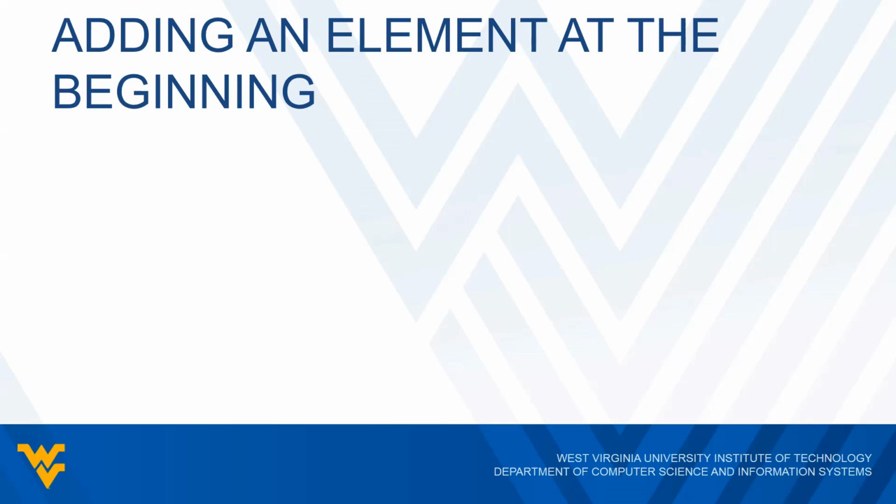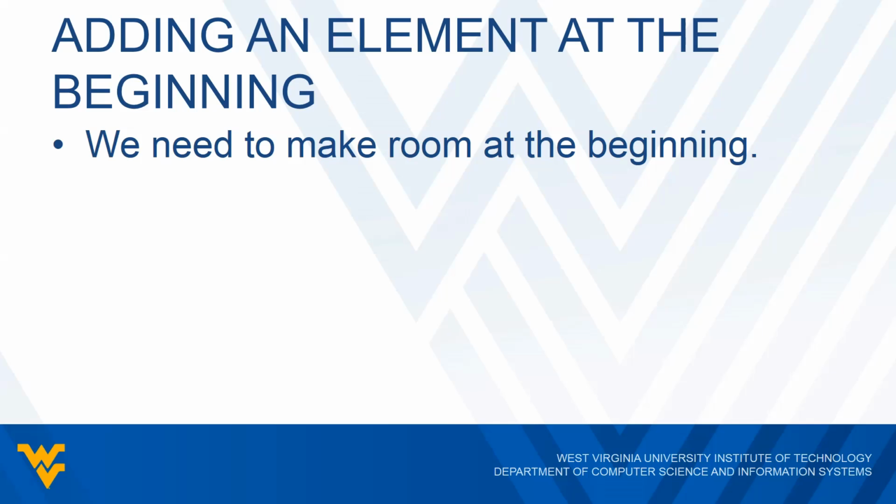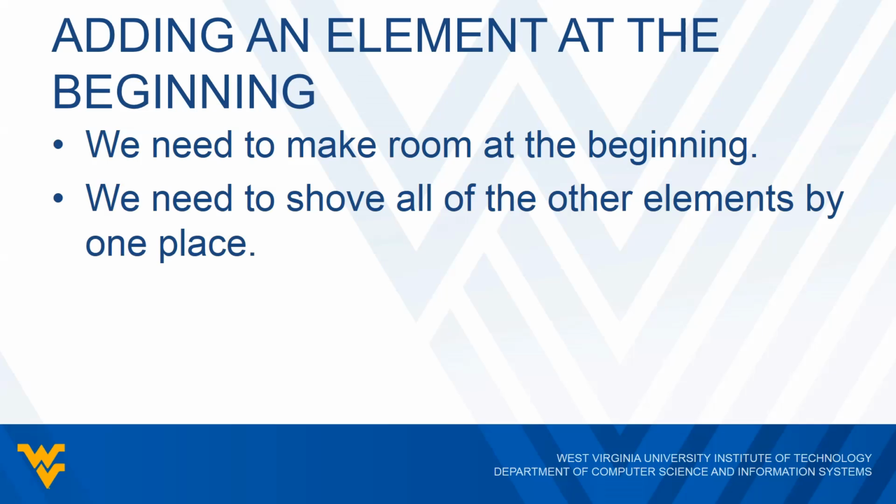Now what about adding an element at the beginning of the array? Well, we're going to have to make some room at the beginning. I can't just put it right in front of the first element. There isn't a spot for it in the array. So we're going to have to move that element over one place. In fact, we're going to have to move all of the other elements over by one place.